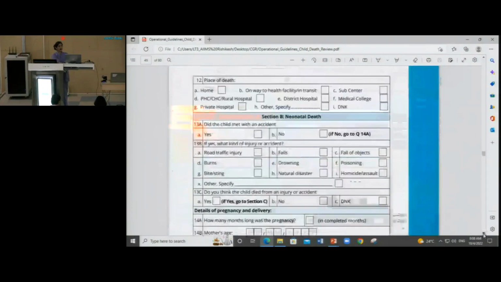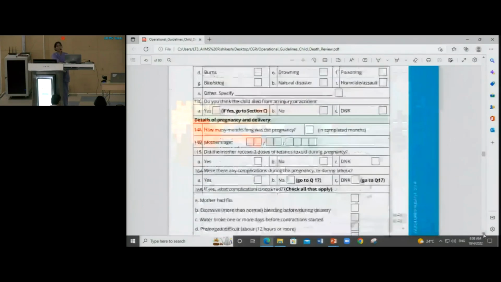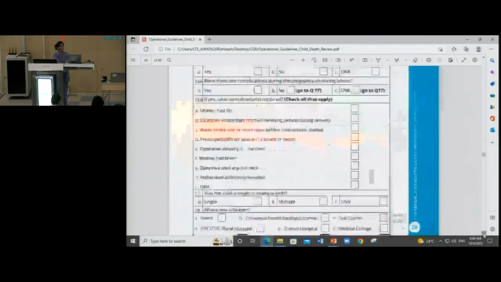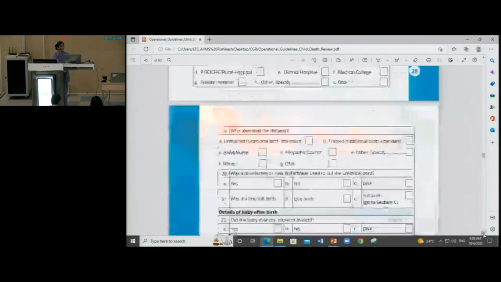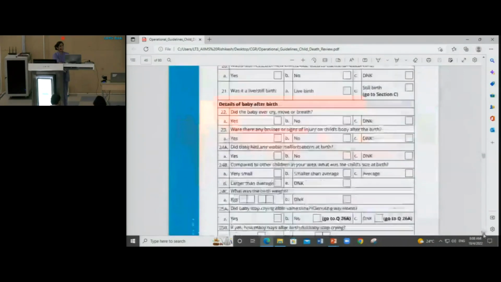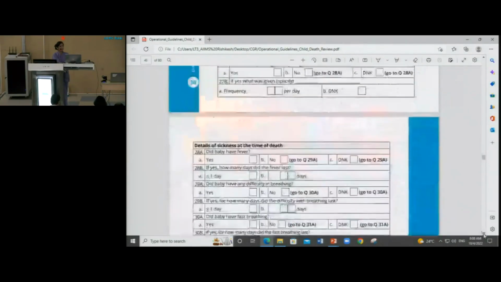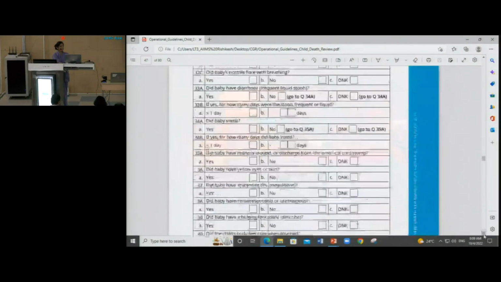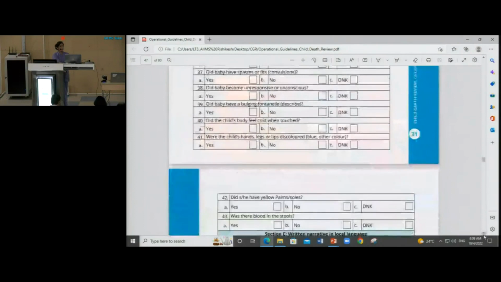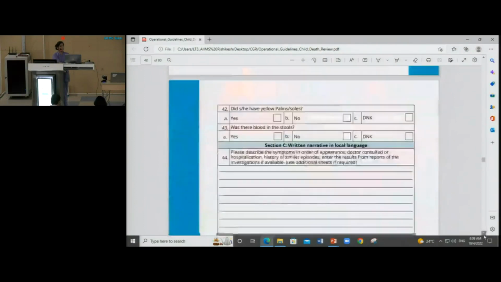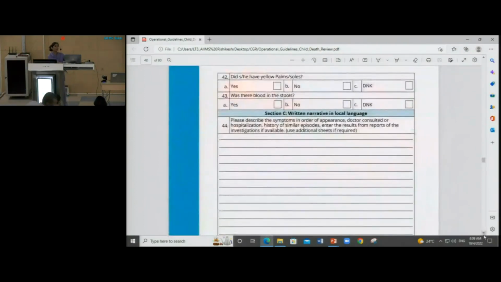For neonatal death, we try to understand other factors also. Details of pregnancy and delivery are also elicited. What was the condition of the baby after birth is asked from the primary informant. Was there any sickness at the time of death? So we ask in different ways. And this is the written narrative in local language.